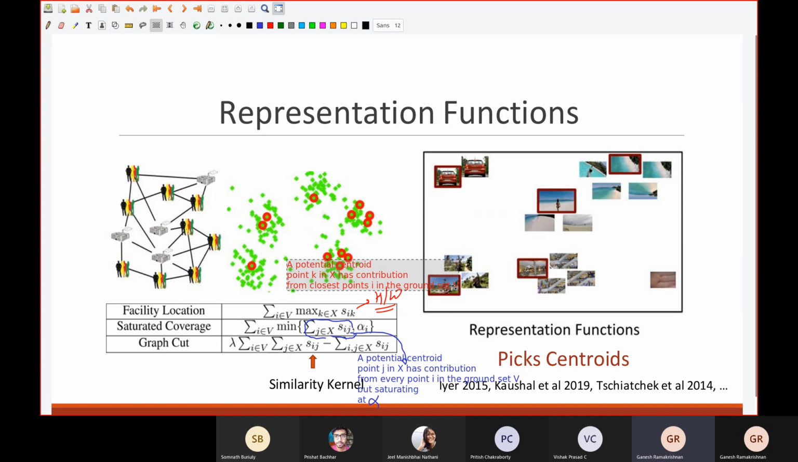I explained graph cut, but again a reminder of what graph cut will do. Following on saturated coverage, unlike facility location which does a max, what graph cut does is it looks at some kind of self similarity between the points in the selected subset X, and discounts that from cross similarity. Okay, so that's I think a simple enough message. Otherwise, you can revisit the recording of last class.